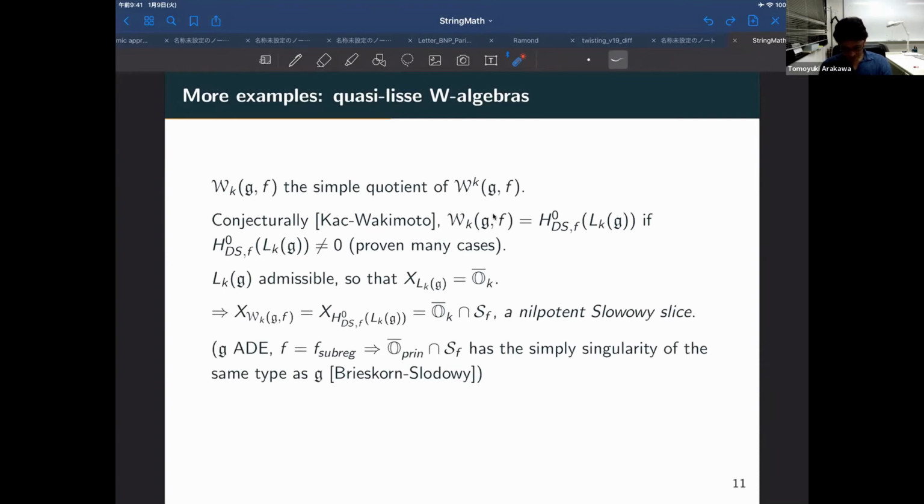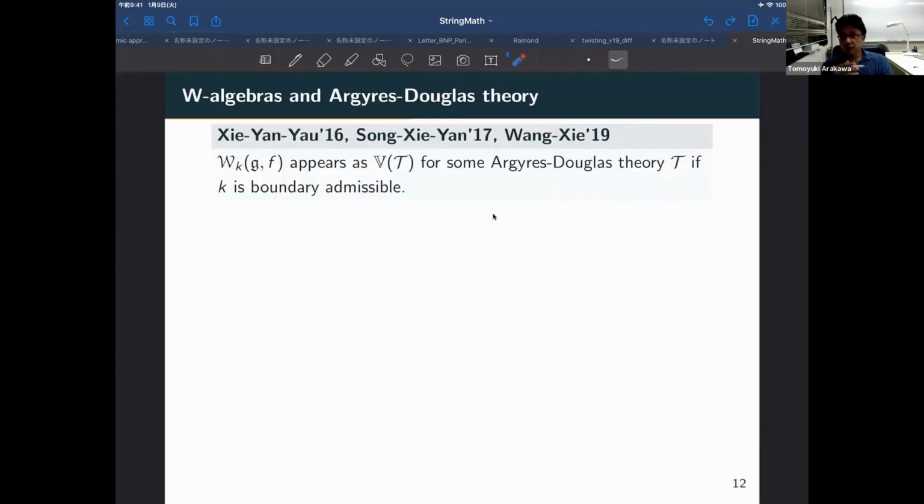Because the symplectic leaves here are just intersections of a co-adjoint orbit with a Slodowy slice, this means that W_k(g) is quasi-Lie for admissible levels. So we have a quite large family of quasi-Lie vertex algebras. And it's known that these vertex algebras appear as images of 4D theory, or some Argyres-Douglas theory, if k is a so-called boundary admissible level. Boundary admissible level means that the admissible level is a fractional level, so it can be written as a shifted level, which is a rational number. Boundary admissible means this is as small as possible, so this must be a check for the simply laced case.